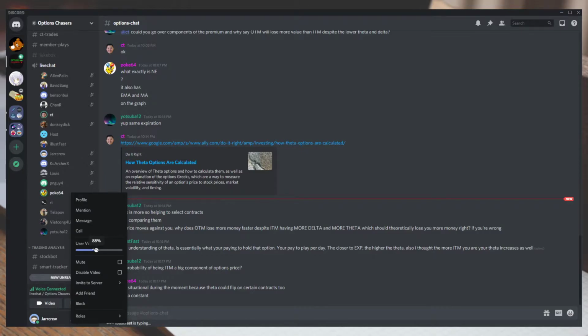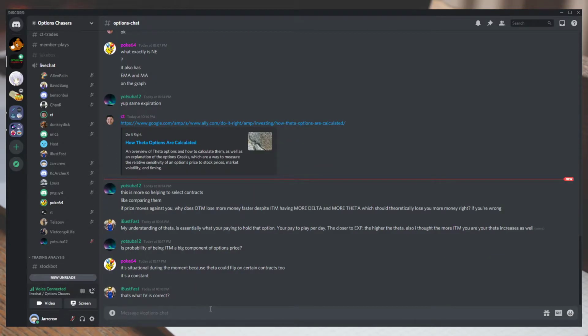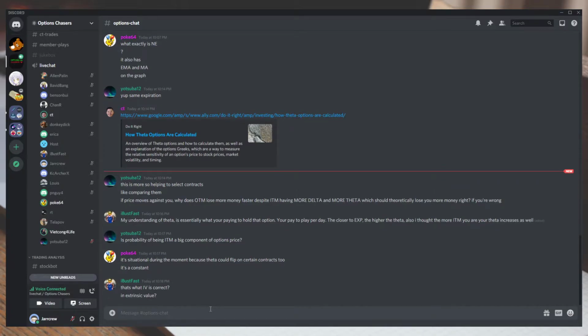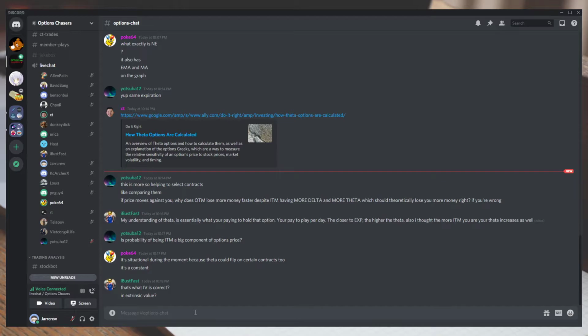It's actually a good question because I'm reading the chat right now, so is probability of being in the money a big component of option prices? It depends, because it does affect the implied volatility. Implied volatility is the supply and demand. The higher the IV, the higher the demand is, the more traders think the stock is going to fluctuate more drastically. So being in the money could be a big component, but like what I've seen with Tesla, for instance, because the implied volatility is so high and traders expect such a large fluctuation in price, you can actually catch premium.